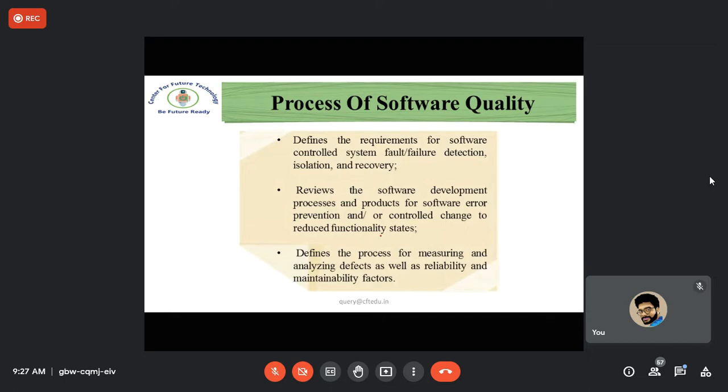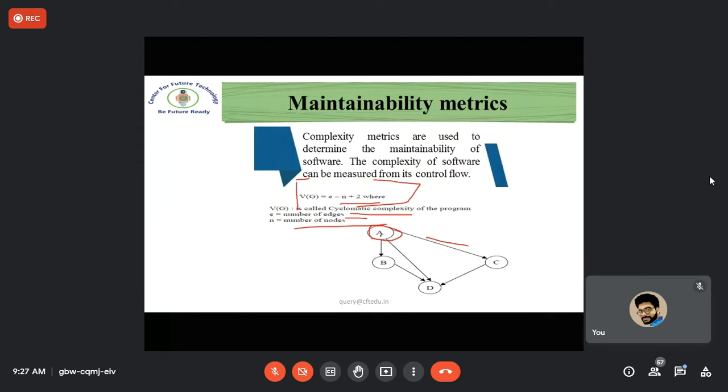Ma'am, can you please explain the formula E minus N plus 2? Please repeat your question. Yes, ma'am. Please repeat your question, I'm not getting your idea. Ma'am, my question is why E minus N plus 2 is here? N plus 2, what is the meaning of this? This one.